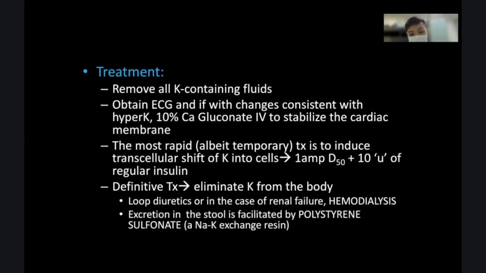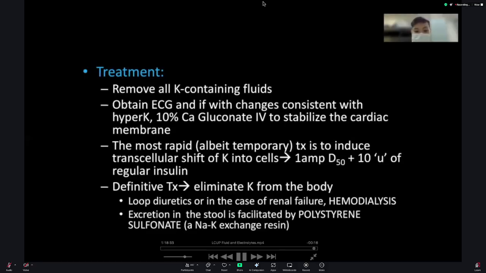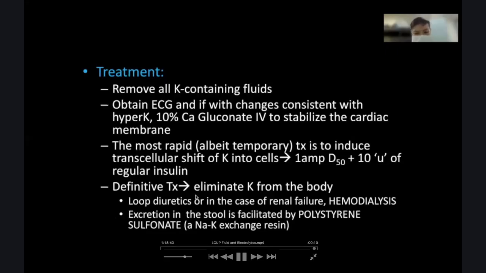Another way to remove potassium from the body is through excretion in the stool, or you give polystyrene sulfonate, wherein there would be sodium-potassium exchange. It is a sodium-potassium exchange resin. But we rarely do this method in decreasing serum potassium.